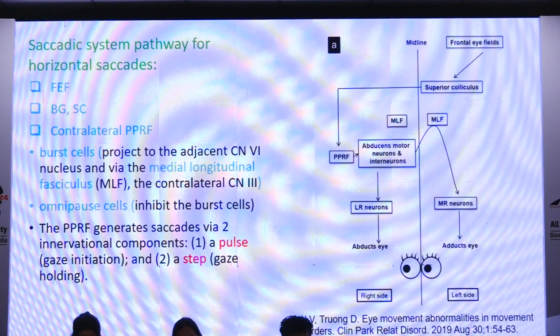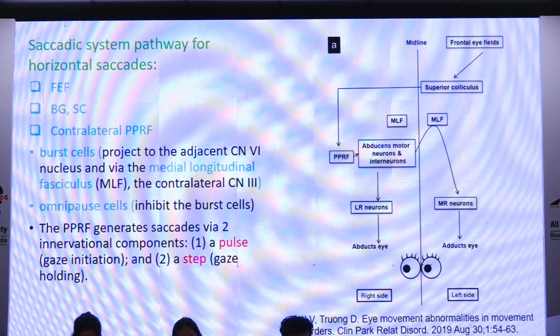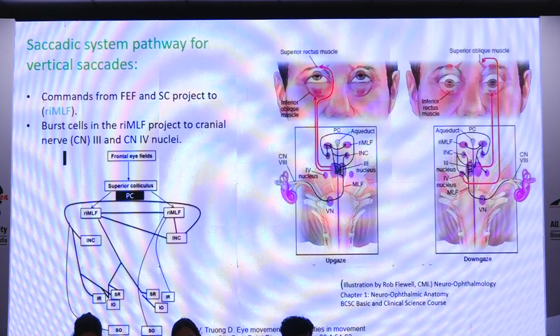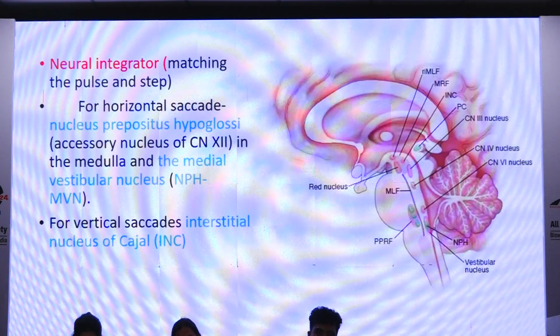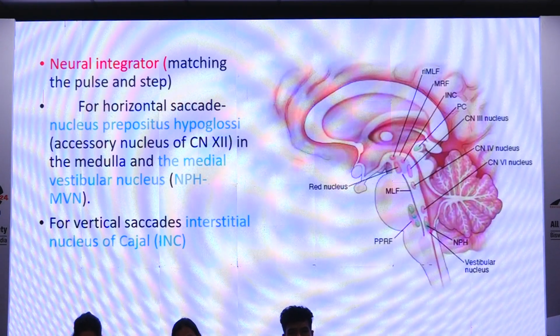There are burst cells, and to inhibit them there are omnipause cells. So the eye will be moved in this direction, and again there will be a pulse component that will start, and there will be a hold component. That means it keeps the object held in that eccentric gaze. It is called pulse step, and to integrate this pulse step we have a neural integrator, that is the nucleus prepositus hypoglossi.